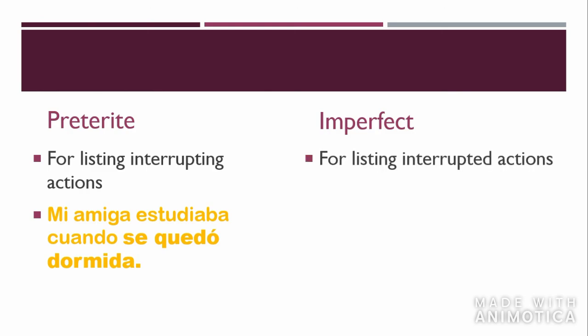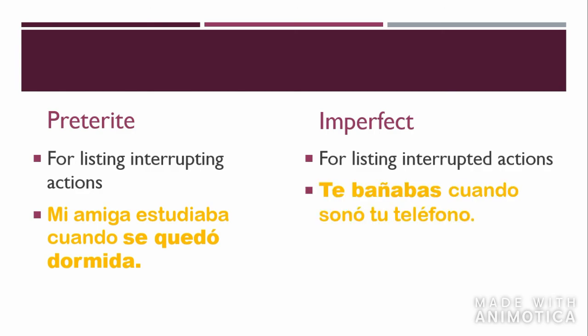The imperfect tense, on the other hand, is for listing interrupted actions. Por ejemplo, te bañabas cuando sonó tu teléfono. You were bathing when your cell phone rang, when your telephone rang. So, you know that the action that was interrupted was you bathing. You were bathing when that happened.